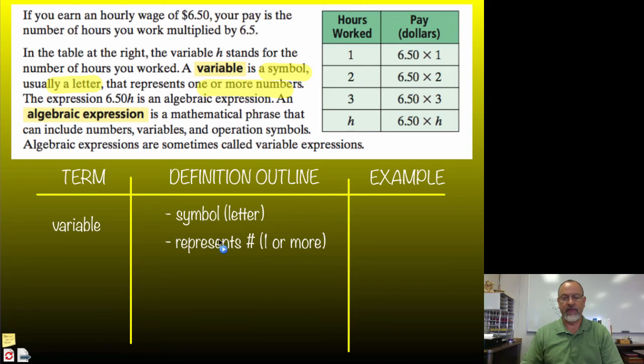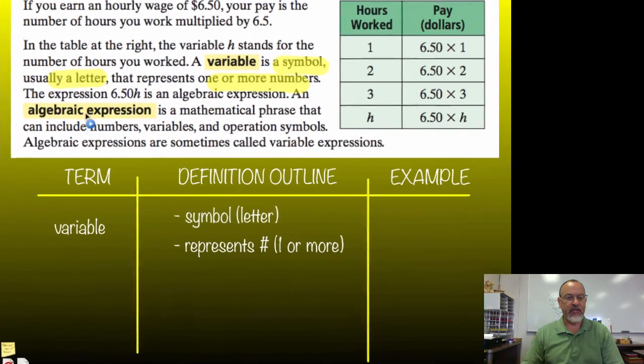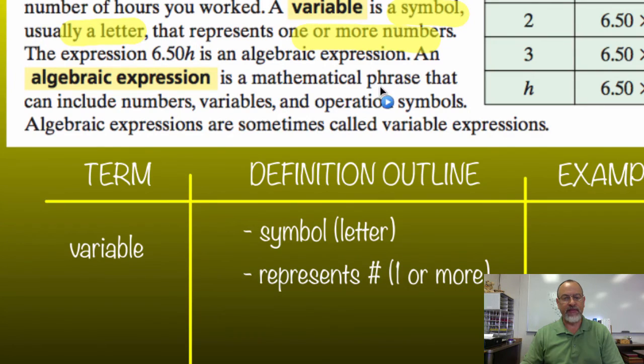Okay, so an example of a variable might be like the letter X or H. Okay, as we read further, it says that an algebraic expression is a mathematical phrase. So we want to know that it's a mathematical phrase, and it can include a number or a bunch of numbers, variables, and operation symbols. Now, operation symbols are the adding, subtracting, multiplying, dividing symbols. Now, algebraic expressions are sometimes called variable expressions.